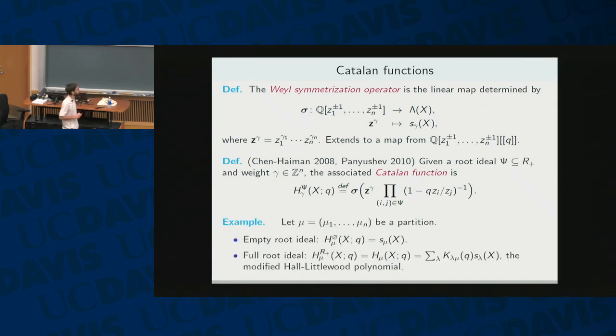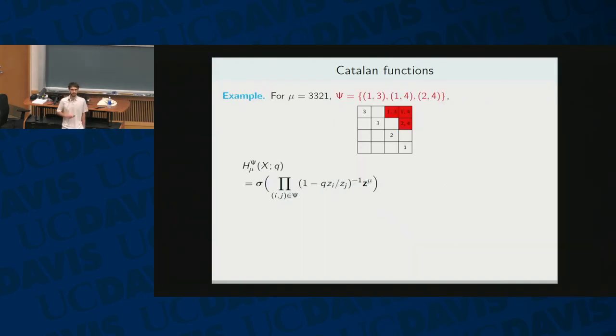I'll give an example of that in a second, but first let's say what the two extreme cases are. If you have no roots, then you're just left with z to the gamma. There's nothing here, and that's just back to Schur function straightening. If gamma is a partition, then that just ends up being the Schur function s mu. So that's familiar. The case of the full root ideal, where you take all positive roots, is a well-studied case. These are known as the modified Hall-Littlewood polynomials. I'll have a few slides on that in a minute. But let's do an example first to see how this definition plays out.